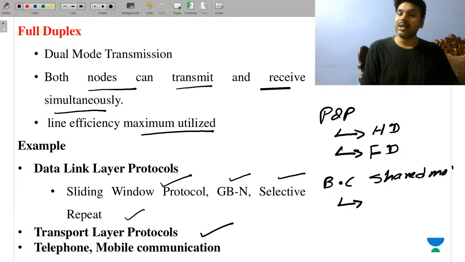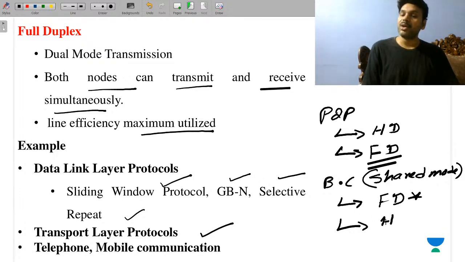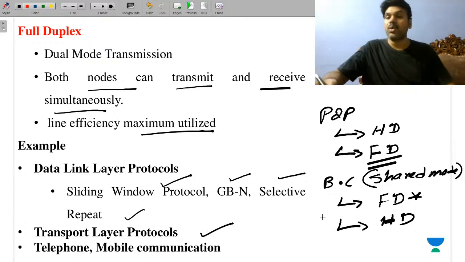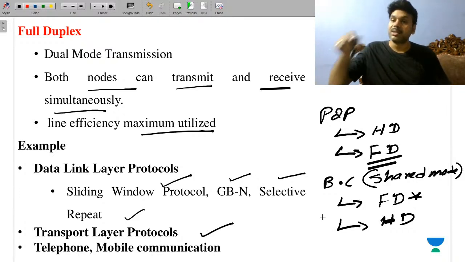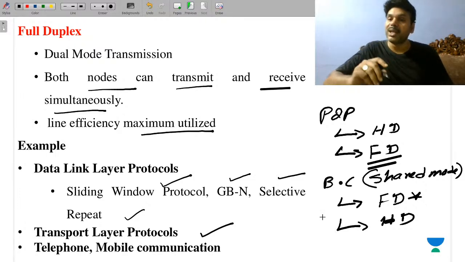When I am saying that it is under shared mode, then I cannot do what? Full duplex. Here full duplex is a different protocol, so you have to use only what? Half duplex, because in a shared channel there may be a chance of overlapping of each other's data. That's why you need to use half duplex communication there. So in multicasting also half duplex, only point to point.